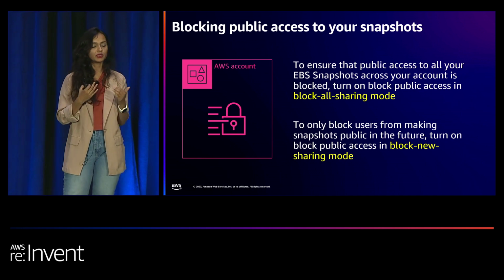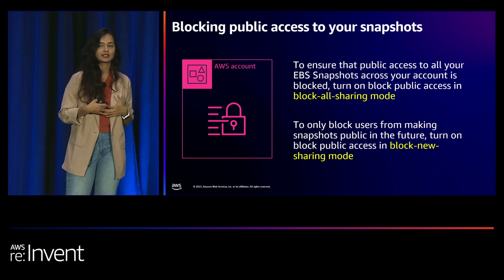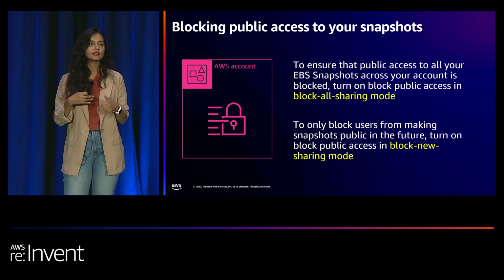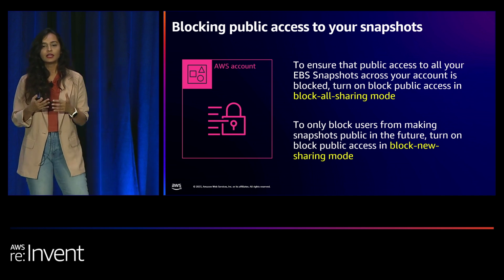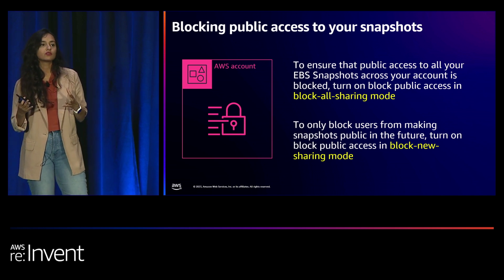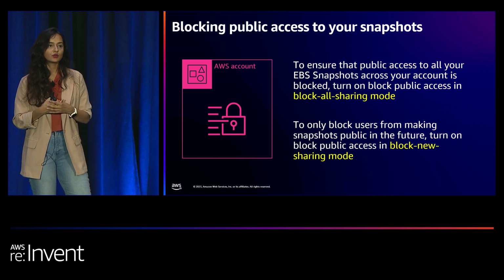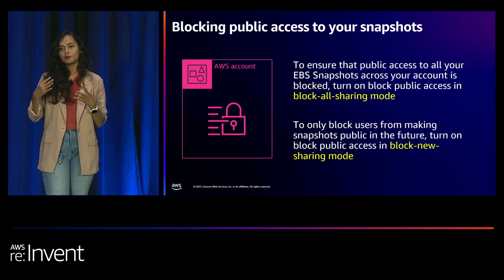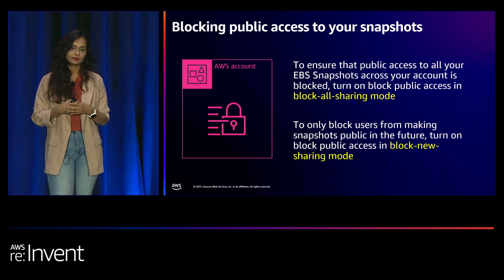The difference between the two is that with block new sharing mode, let's say you have existing public snapshots, only future public sharing will be restricted. You'll still be able to share your existing snapshots publicly, so they will still remain publicly accessible, but if any user tries to share a new snapshot publicly, they won't be able to do that. So if you have a use case where you need to share snapshots publicly, but you want to prevent any snapshots in the future from being shared publicly, then you can use this setting.